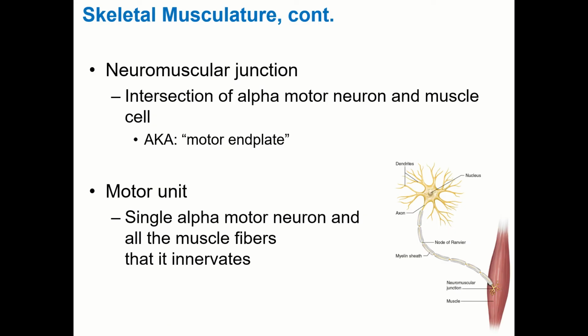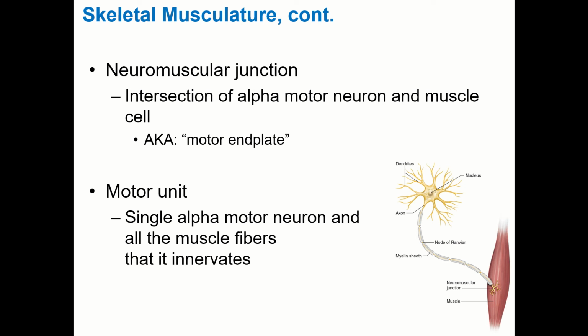The neuromuscular junction. The neuromuscular junction tells you what it is, right? Neuromuscular: the nervous system, and then the muscle, and then where they meet. So the neuromuscular junction is the intersection of the nervous system and the muscle. More specifically, it's the intersection of an alpha motor neuron and a muscle cell.